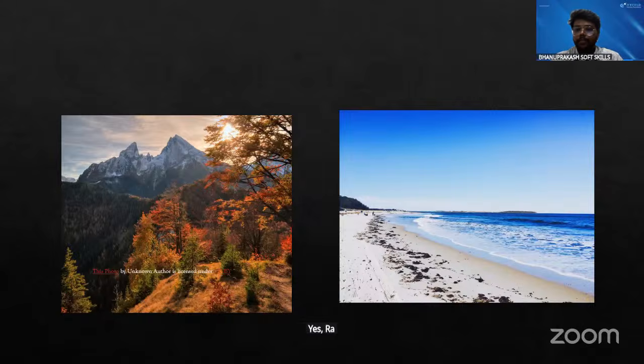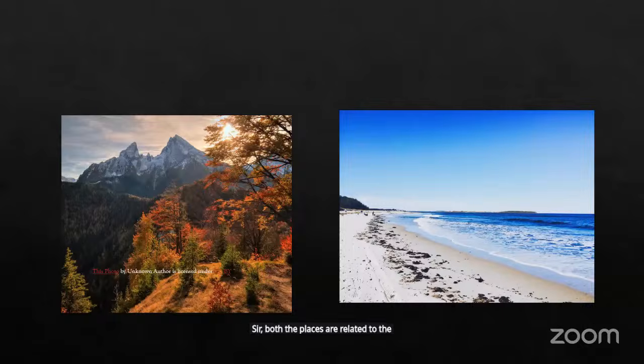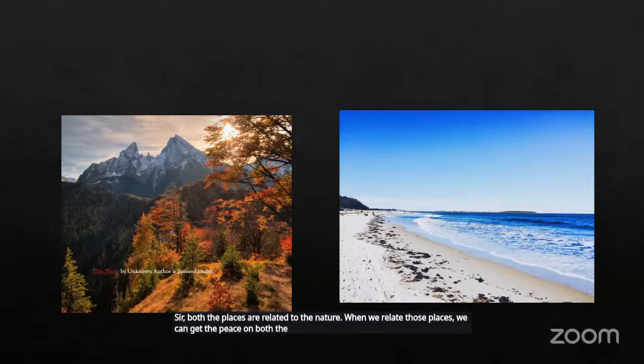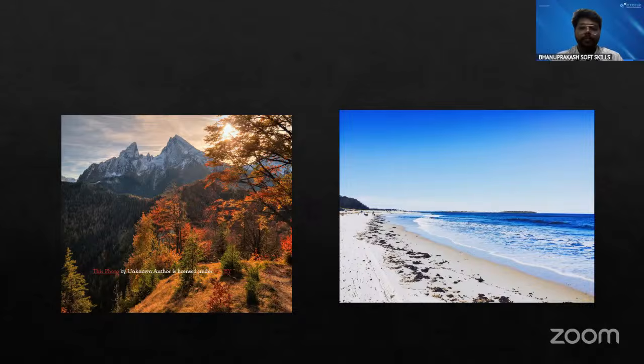Yes, Rajeshwari. Sir, both the places are related to nature. When we relate those places, we can get peace in both the places. Okay, fine.